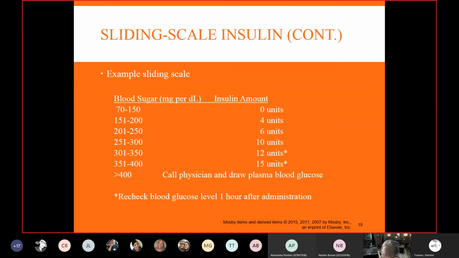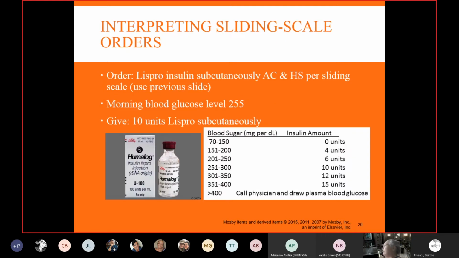Here's another example, well, actually it's pretty much the same example. So interpreting sliding scale orders. You have Lispro insulin subcutaneous ACHS per the sliding scale. The morning glucose is 255. So in this case, you see here, 251 to 300, they're going to be given 10 units. Make sense?